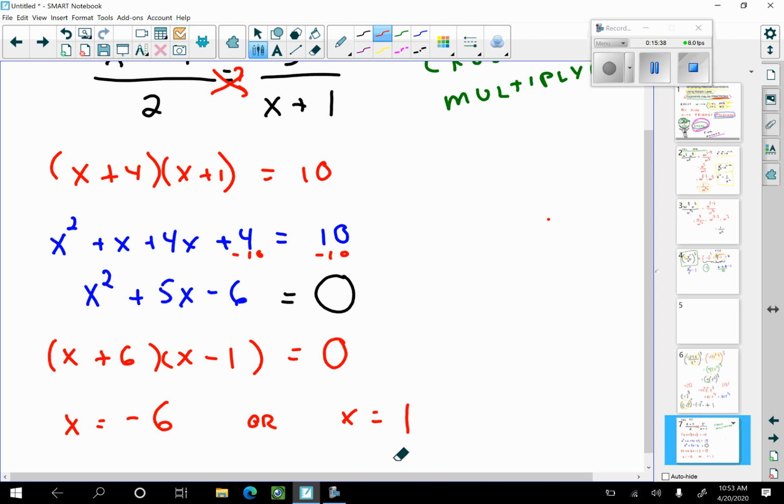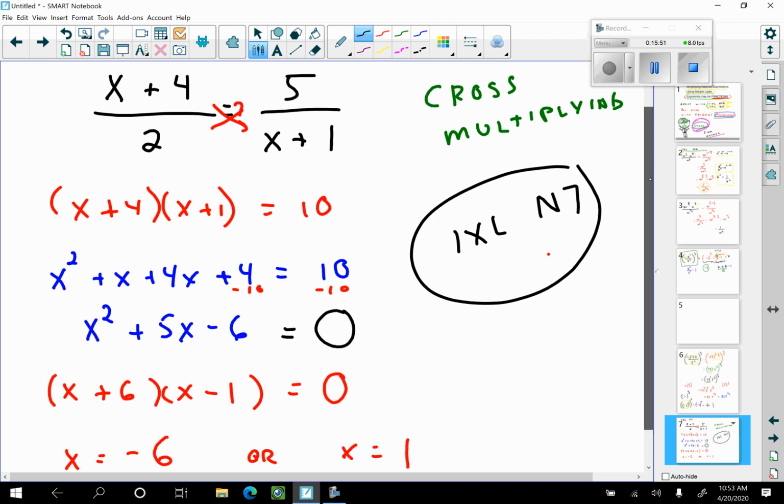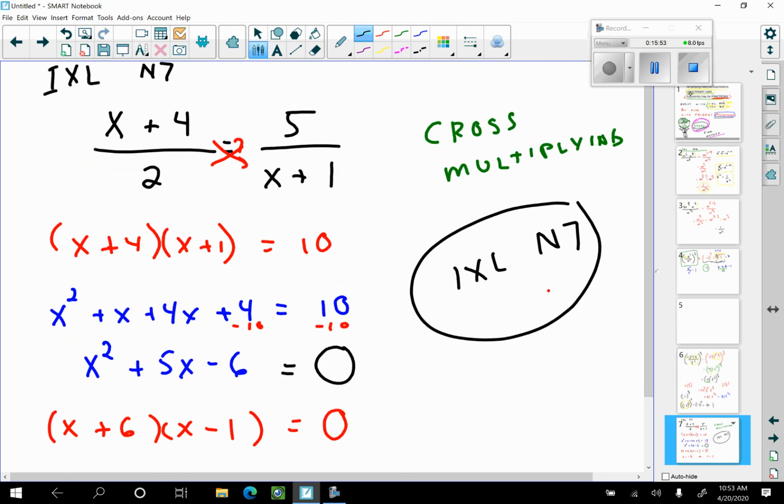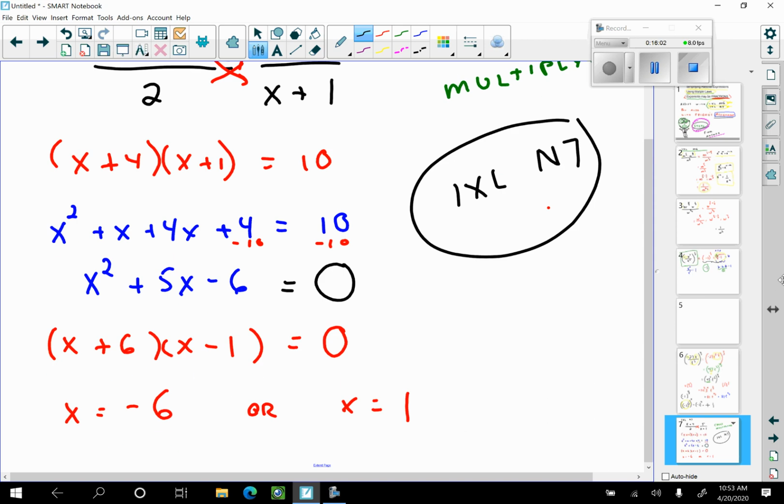Keep in mind this is an IXL N7, and I hope that you are not using Photomath, but if you do use Photomath, you're going to be able to come up with the answer really quick. But you know on the assignment, you'll have to do the translation. And the assignment might be a quiz. Who knows? Might be. Could be. And you're going to have to show on the assignment all of these steps.